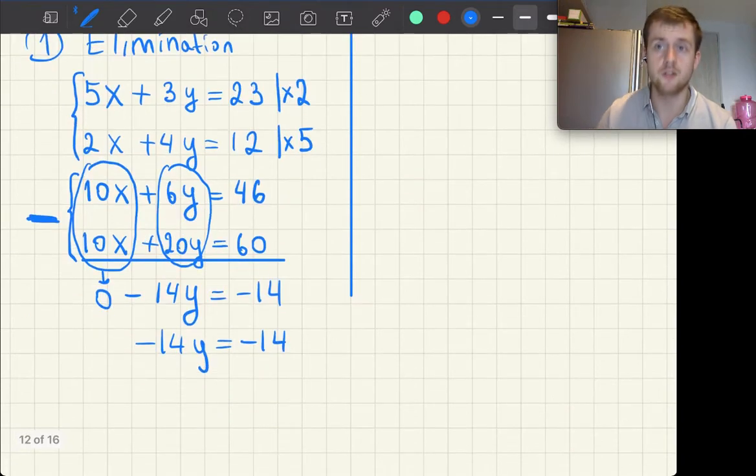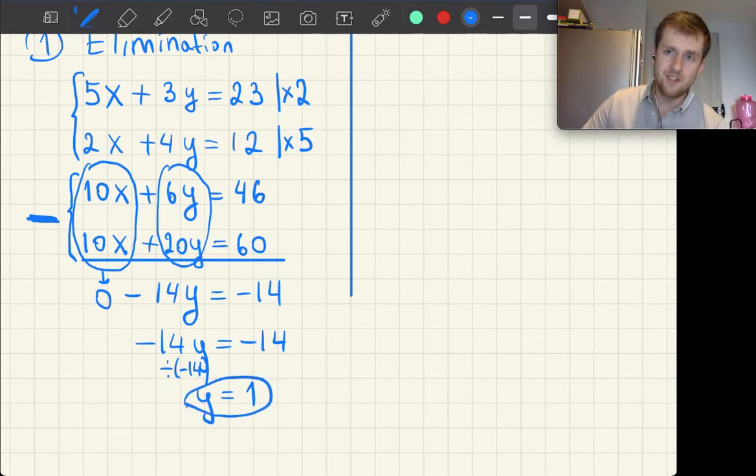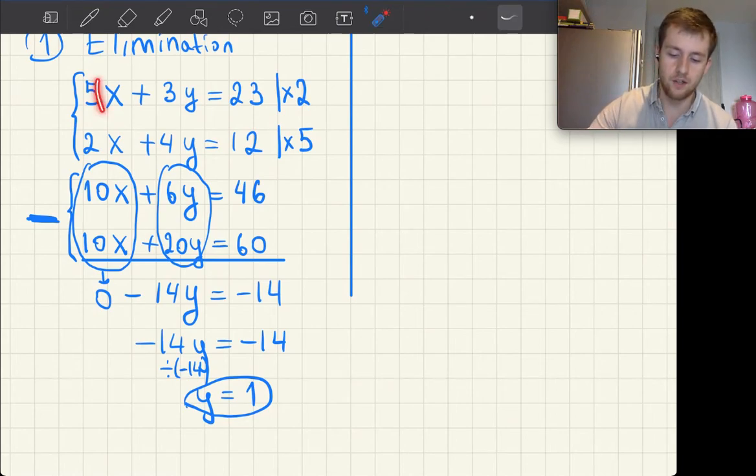I think the rest is quite obvious. We will get the answer. So we can divide both parts by minus 14. The answer is going to be y equals 1. Right? Is this the end? No. Because we have to find both x and y, and we only found y so far. So how do we find x?